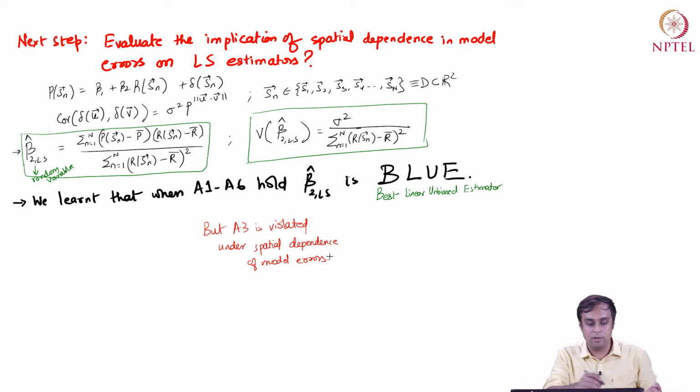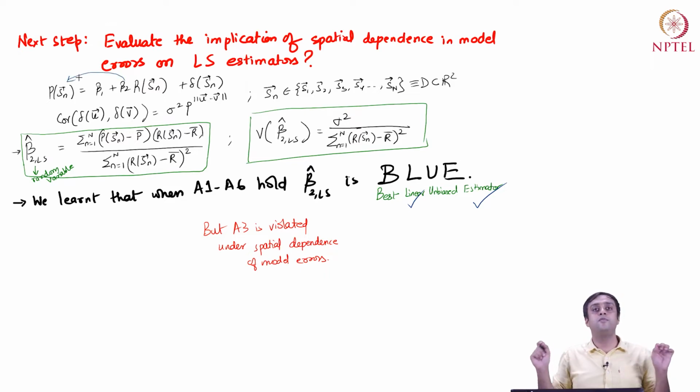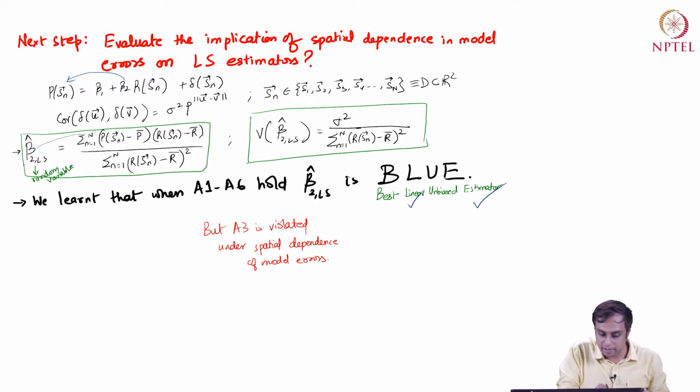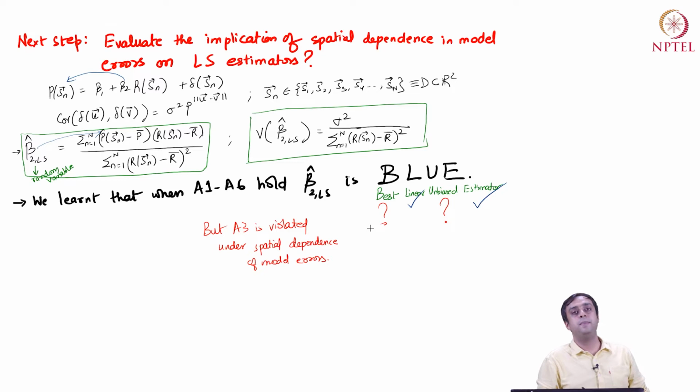Well, beta 2 hat OLS is still going to be an estimator. It will not be a non-estimator just because there is spatial dependence. It's still an estimator. It is also still a linear estimator. Remember, it is linear in P. So if the coefficient parameter is linear in P, that means that it is still a linear estimator, right? The question that will now arise is, is this estimator unbiased and is it best? Is it a best estimator?